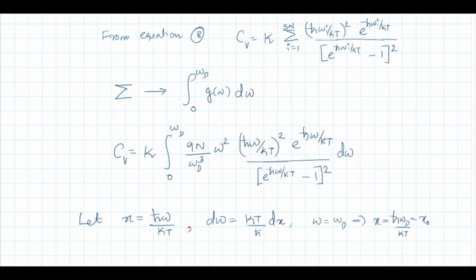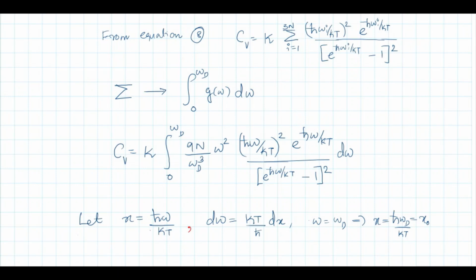Now, we can calculate specific heat capacity using equation 8, that is Cv equal to k into sum over i equal to 1 to 3n of (h cut omega i by kT) whole square e raised to h cut omega i by kT divided by (e raised to h cut omega i by kT minus 1) the whole square. This is equation number 8 we already derived.